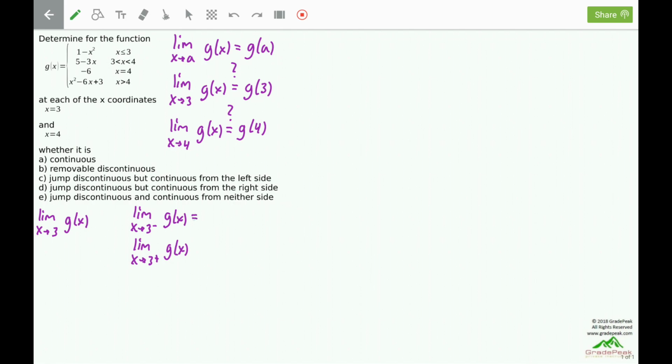Let's start with the left side limit. The left side of 3 means less than 3, so the expression we'll use for g of x will be this one. So we can now replace g of x with 1 minus x squared. We can now try plugging a 3 in for each of the x's. That'll give us 1 minus 3 squared. 3 squared is a 9, so we have 1 minus 9, which is a negative 8.